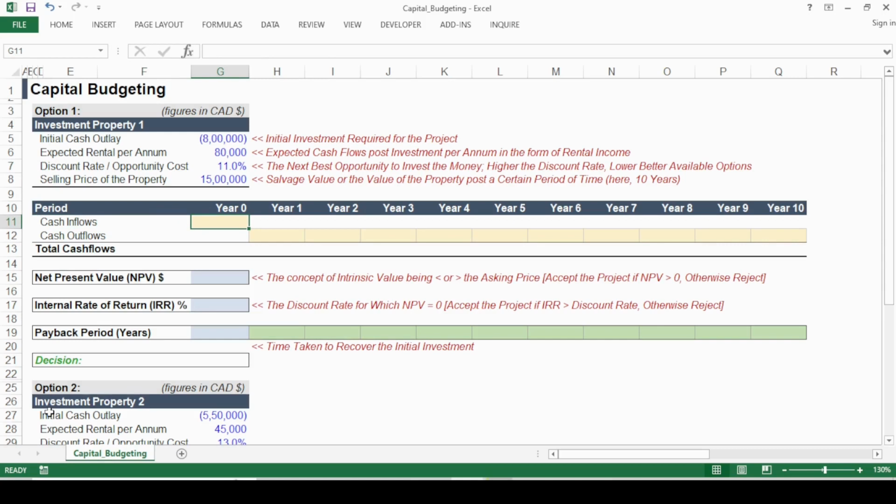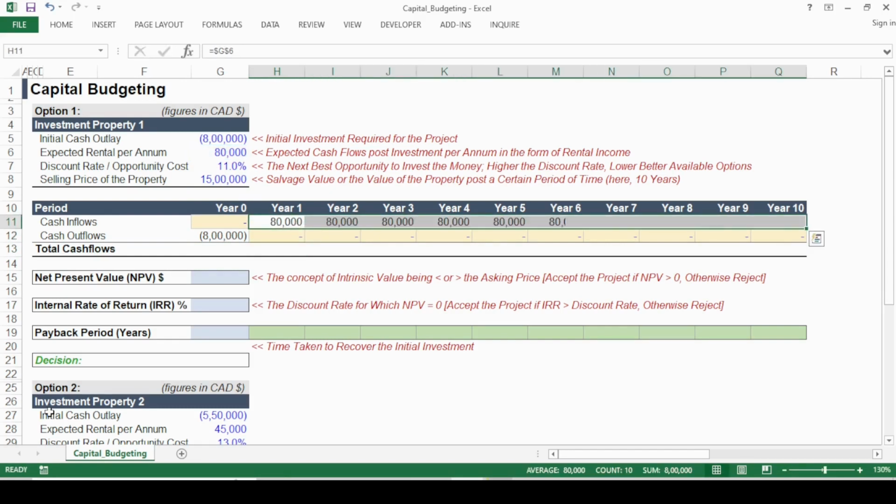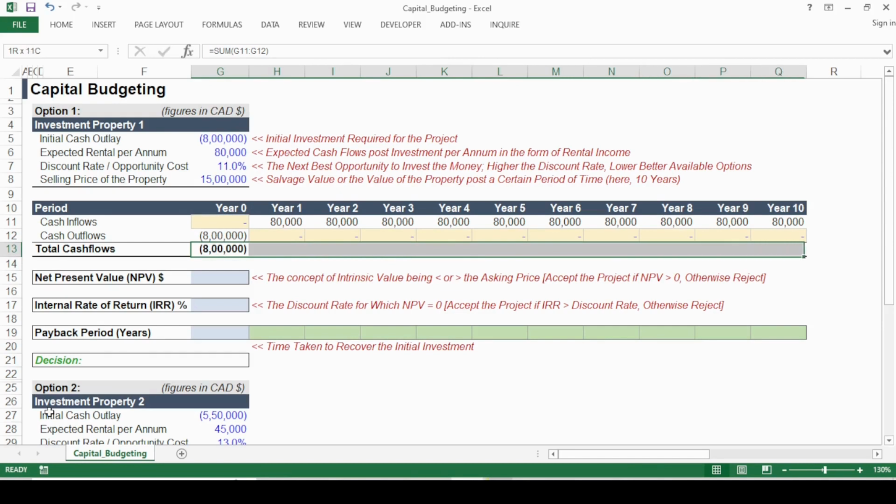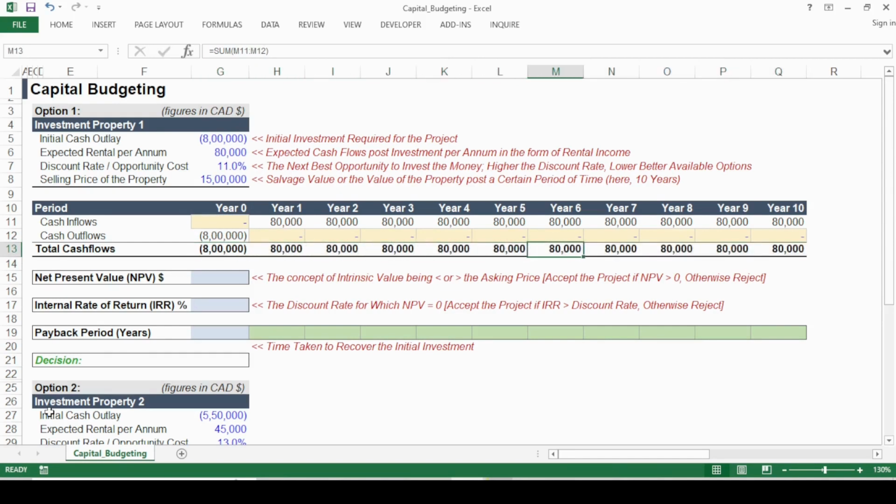Before proceeding with the calculation of the net present value and other metrics, let us fill this table. So the initial cash inflow is going to be zero because the company will be spending the money, and that is $800,000. And I'm also making an assumption that there is going to be a zero cash outflow in the subsequent years, and also the cash inflows, the expected rentals. I will anchor this cell and I will replicate in the other cells as well. And now I will just take the sum of these two cells, and here we have the total cash flows.